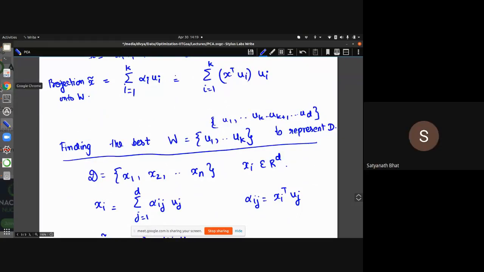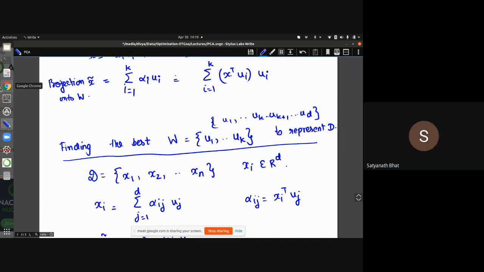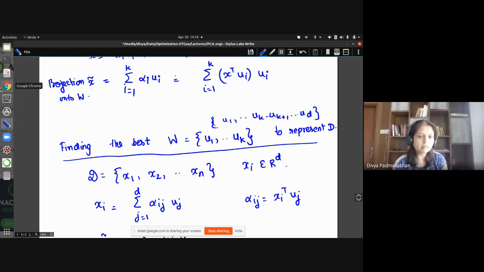Small question. Yes, what Satya? So what we are saying is, we want to find a subspace, and that subspace is going to be spanned by u1 to uk, right? Yes. But instead of trying to find w directly, you consider any general orthonormal basis, find out what the projection is, and find some kind of a metric over which you will optimize this. Yes, exactly. That's the idea.